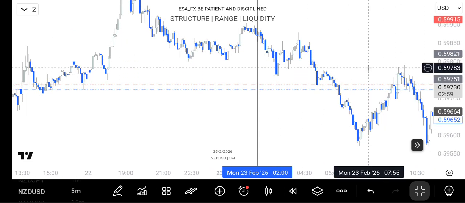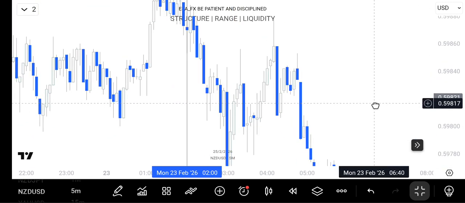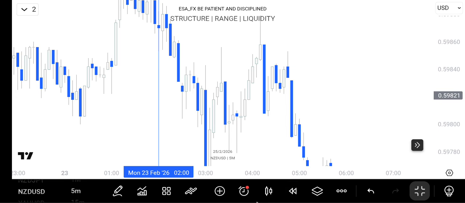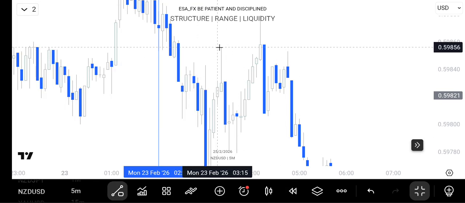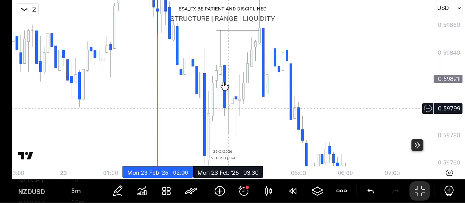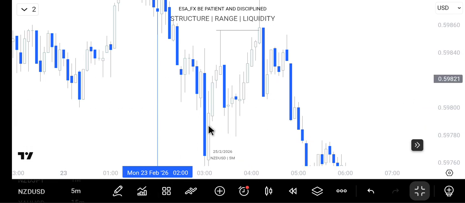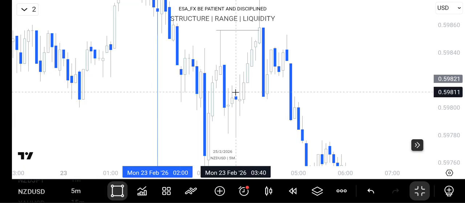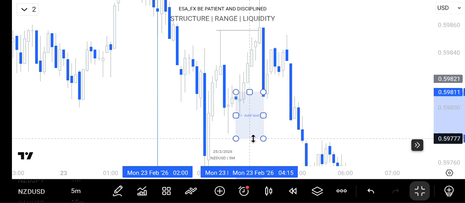Understand? So with that definition in mind, we could identify this as the break of structure. This is the complete body break of structure. So the last bearish candle before the aggressive move that causes the break of structure is this bearish candle here with a long wick. That is our order block for that zone.